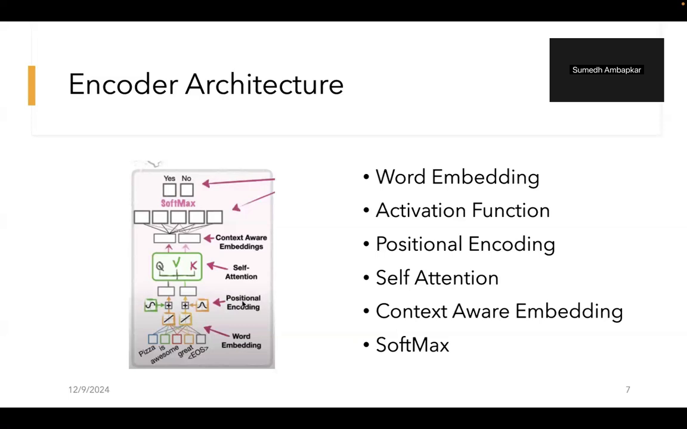Moving up to the next layer is the positional encoding. Each word is assigned a unique number so that it doesn't lose the sequence or the context when the output for that particular sentence needs to be given. That is maintained using the positional encoding.